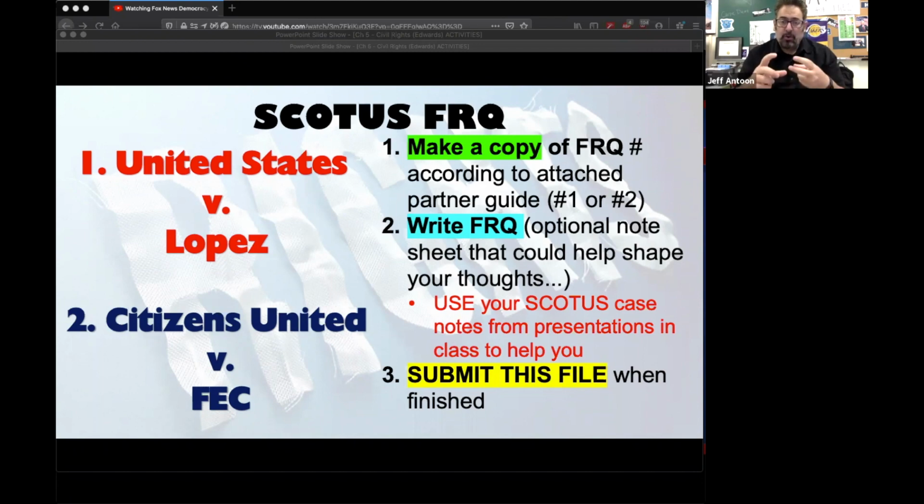There's an optional notes side of it, notes that you can take if you want to as you walk through it and read through it, but you don't have to do that. It's just to kind of shape your thoughts. So again, use your SCOTUS notes if you need to at this point to help you if you have them, and then submit when you're finished. So let's walk through what you have to do here.